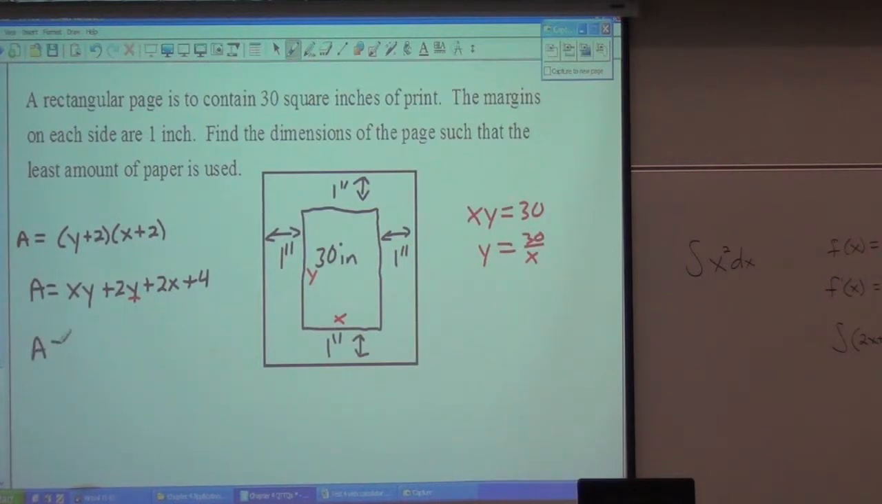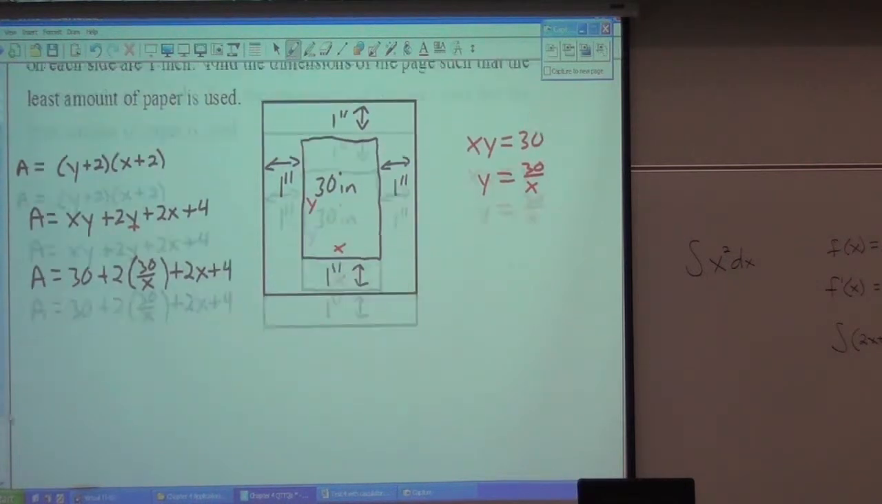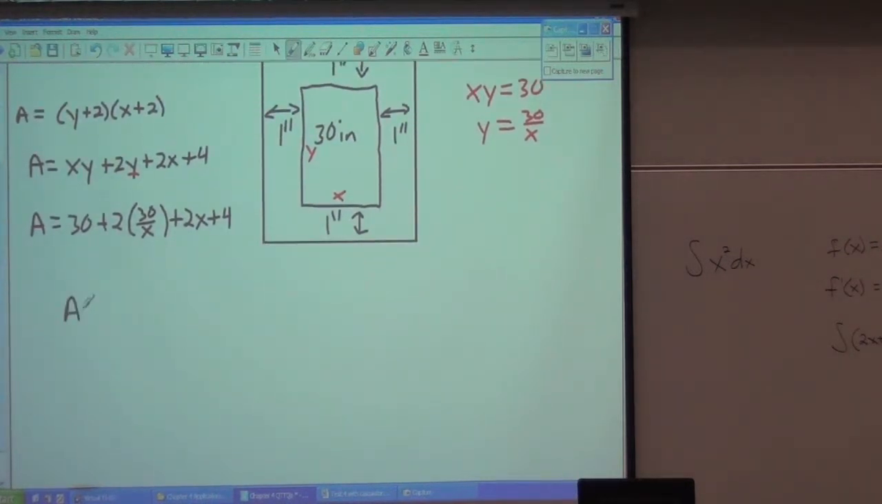So the area is going to be 30 plus 2 times y, which is 30 over x, plus 2x plus 4. So this would be 60 over x plus 2x. So I'll say the area is 2x plus 60 over x plus 34.